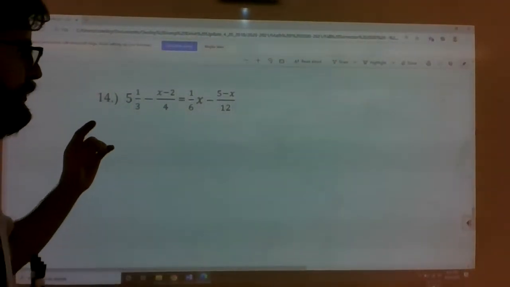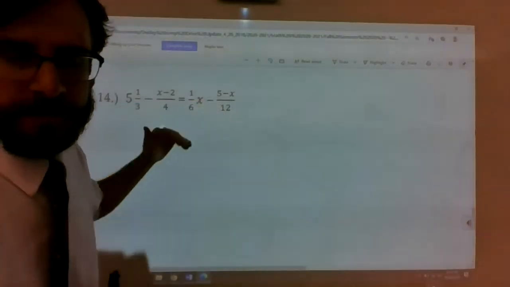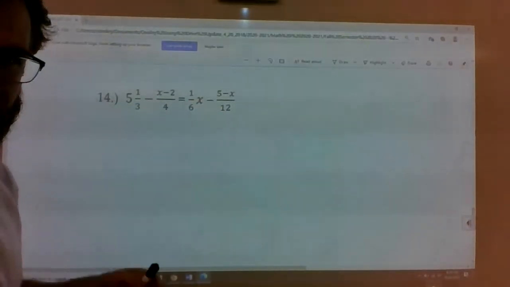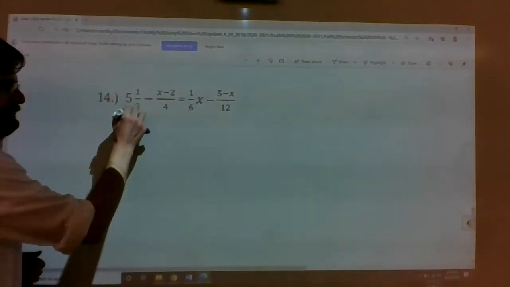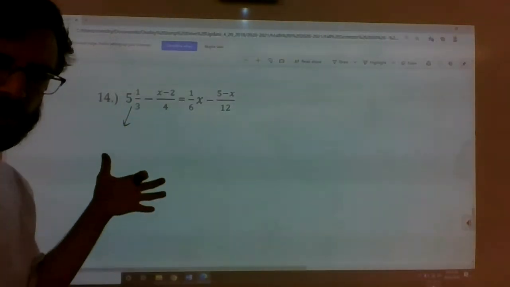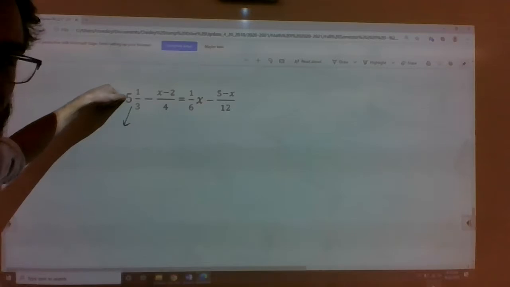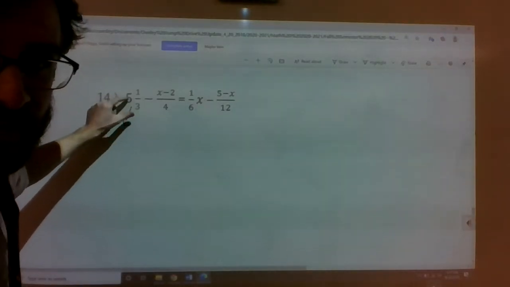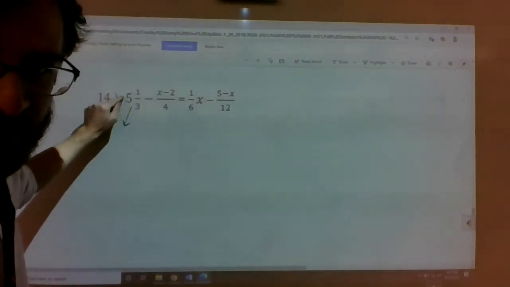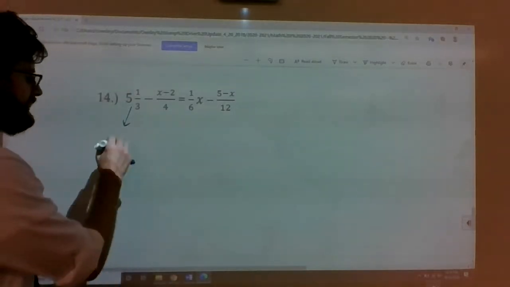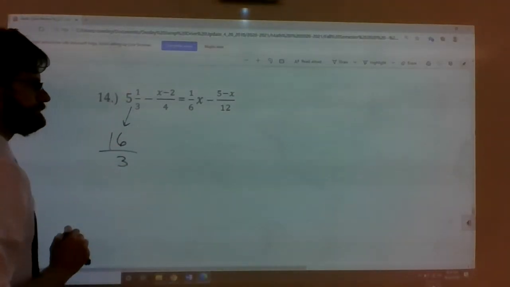What I want to do is create 4 fractions with the same denominator. But before I can do that, I want to clean it up a little bit. So this 5 1/3, I want to make that into an improper fraction. So I'm going to take the 5 whole number times the denominator. That's 15 thirds, okay? 5 is 15 thirds. Add 1. That's going to be 16 thirds.